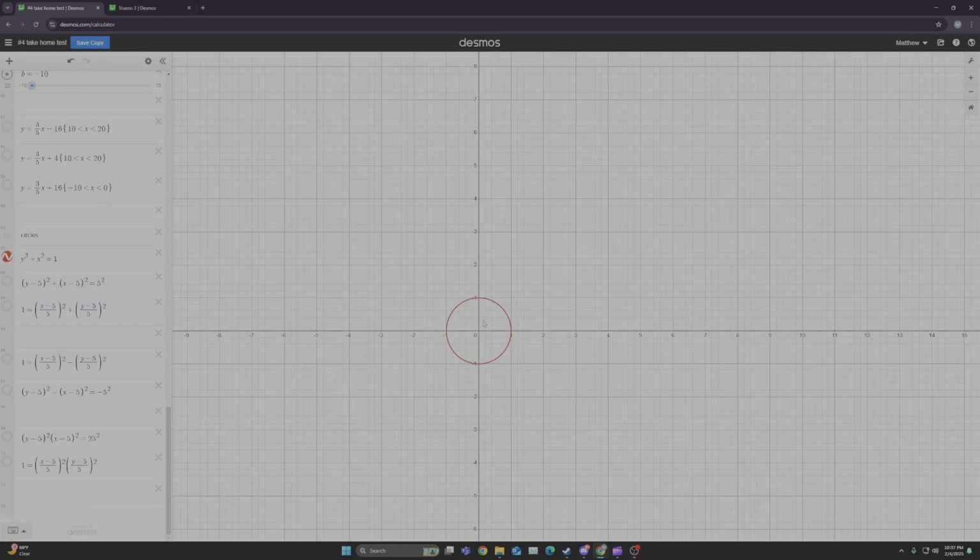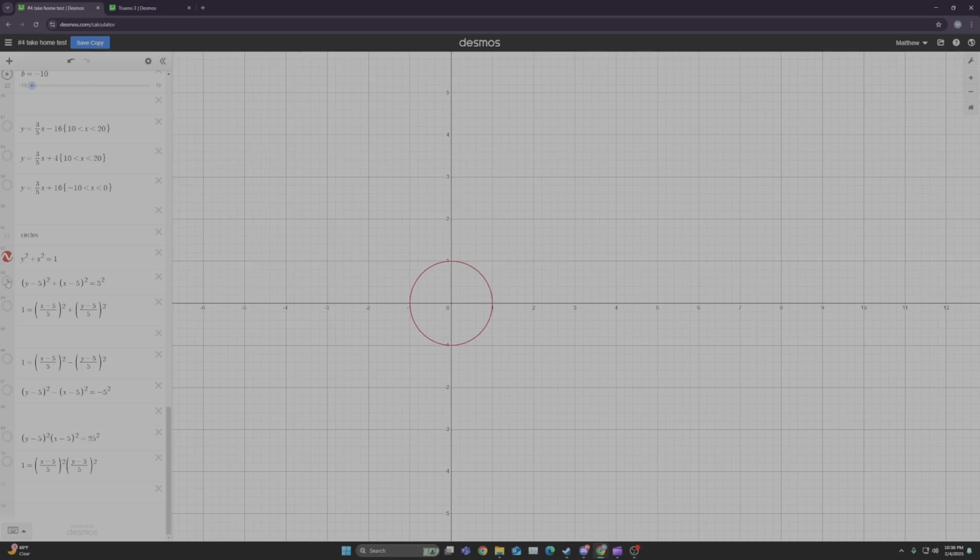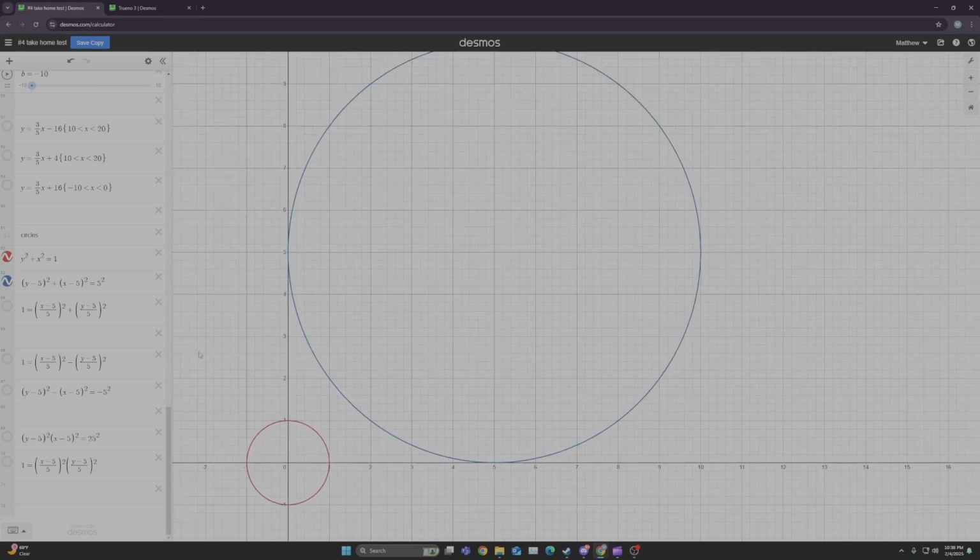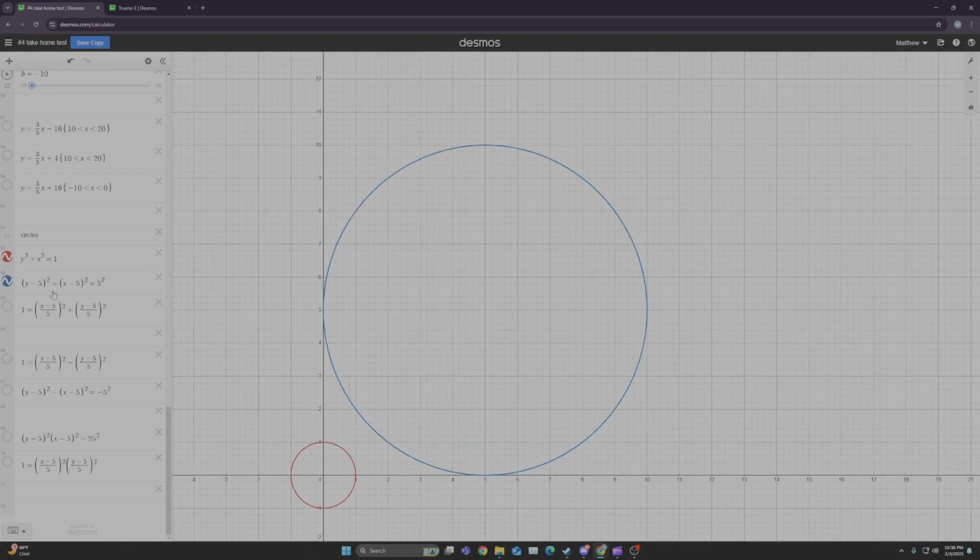So here we have the parent function for a circle. Then this is a circle that's been stretched by 10 units, or has a radius of 5 units, and has been shifted up by 5 units, then to the right by 5 units. Then this is another weird format I use just to put numbers to it.